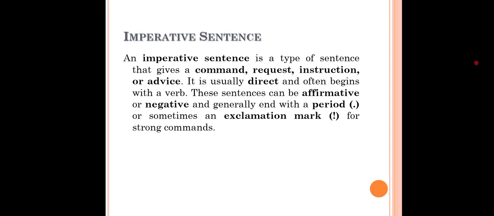An imperative sentence is a type of sentence that gives a command, request, instruction or advice. It is usually direct and often begins with a verb. These sentences can be affirmative or negative and generally end with a period, means full stop, or sometimes an exclamation mark for strong commands. So basically an imperative sentence is a type of sentence which tells us about a command, a request, an instruction or an advice. So these 4 types of sentences will come under the umbrella term imperative sentence.